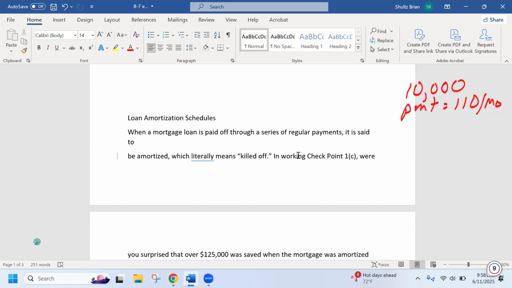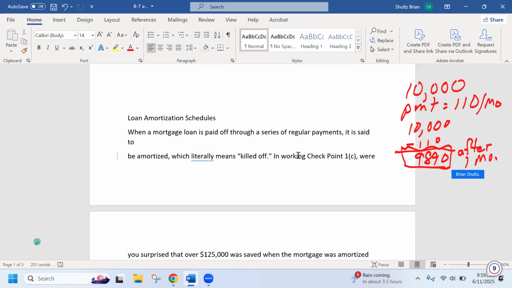Simplifying, if I take 10,000 and subtract $110, I'm going to have $9,890 after 1 month. This is a simplified version. This is how much is in the account or in the loan after I make my first payment. Then I make a second payment of 110 and it's going to drop, and it's going to drop. That's a simple version of it.